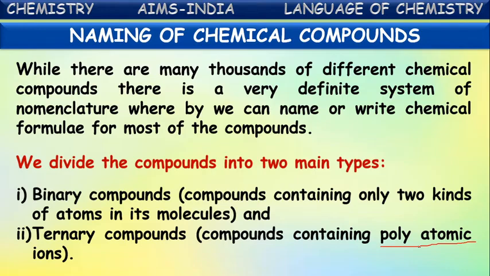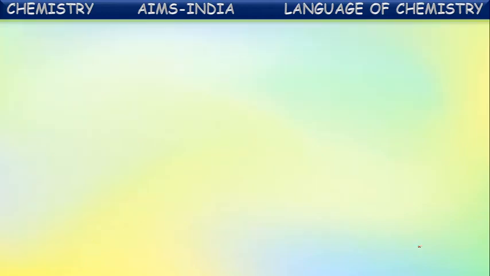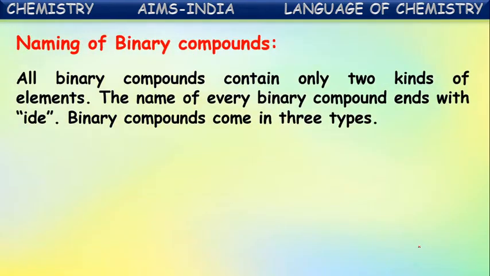So now first among these, let us see how to name these binary compounds. What does binary compound mean? The compound containing only two kinds of atoms. So let us learn first how to name these binary compounds. All binary compounds contain only two kinds of elements in them. The name of every binary compound ends with IDE, ide.